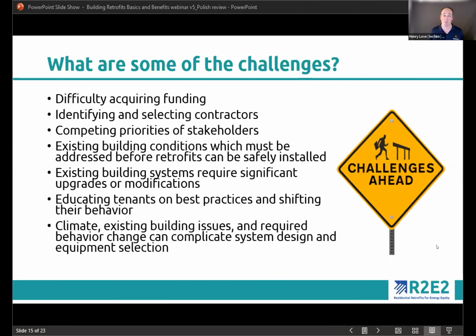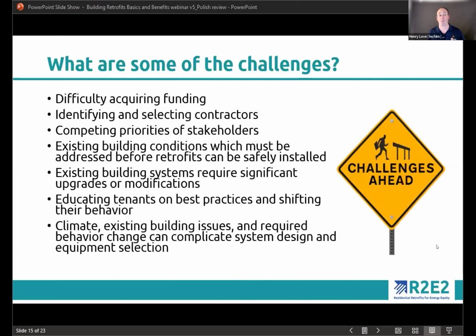Existing building conditions must be addressed before retrofits can be safely installed. These are health and safety issues, structural issues, anything that needs to be remediated, like lead or mold or asbestos, that can cause a lot of upfront costs before you can even consider improving the systems.